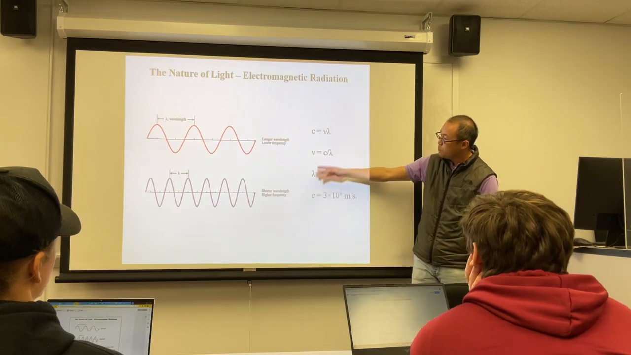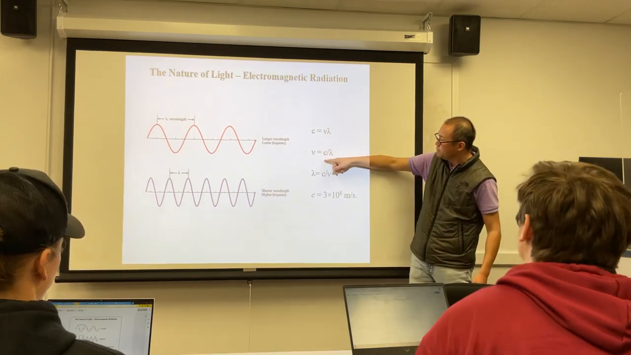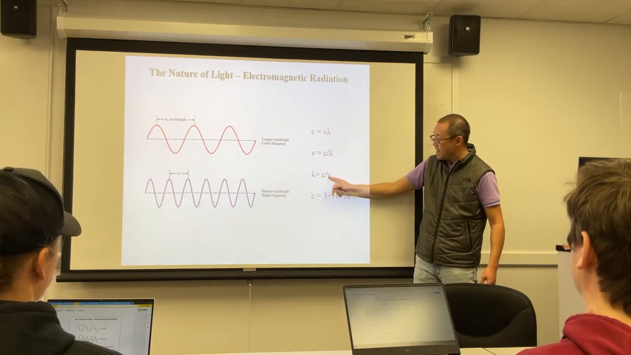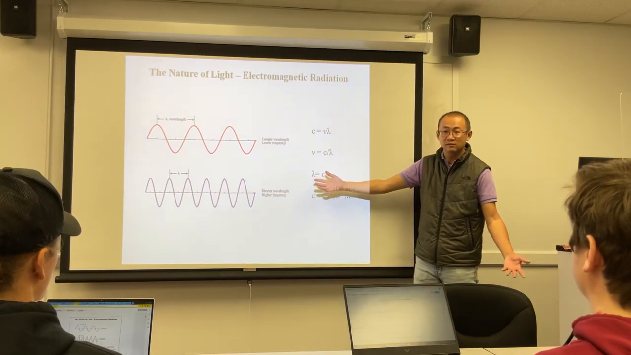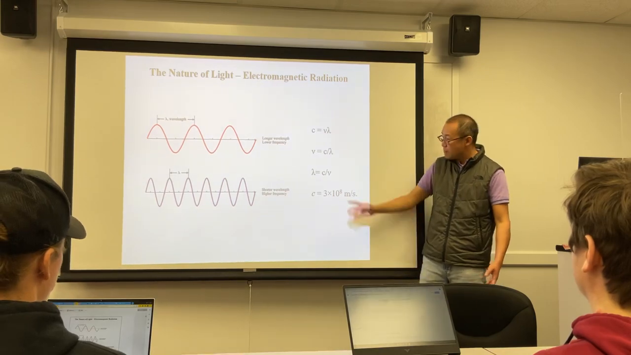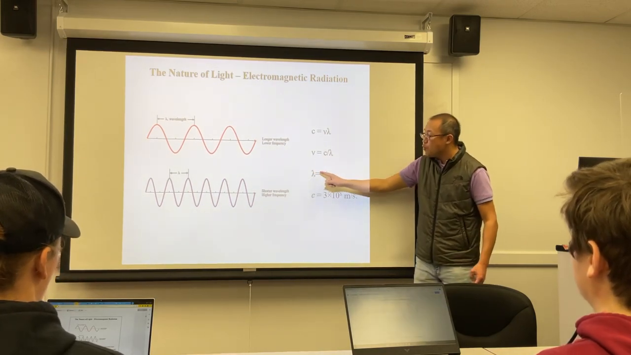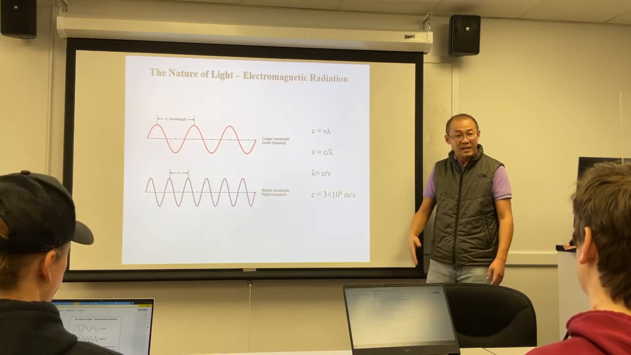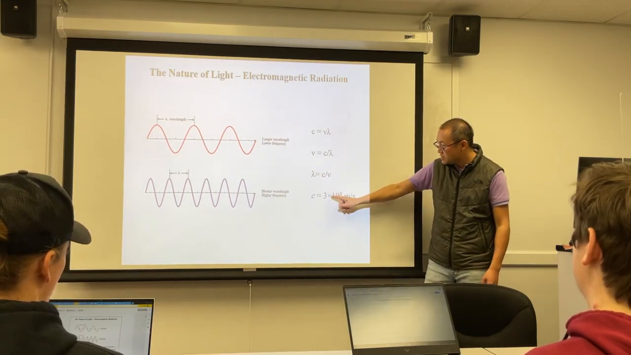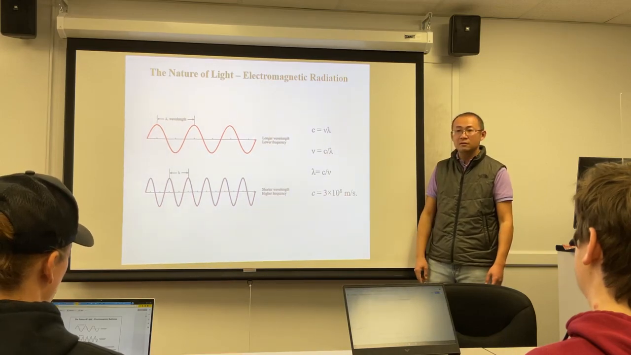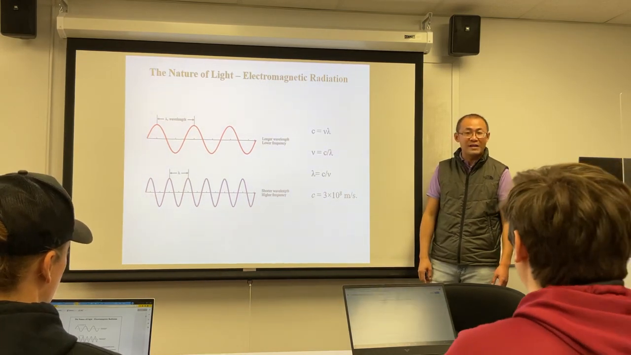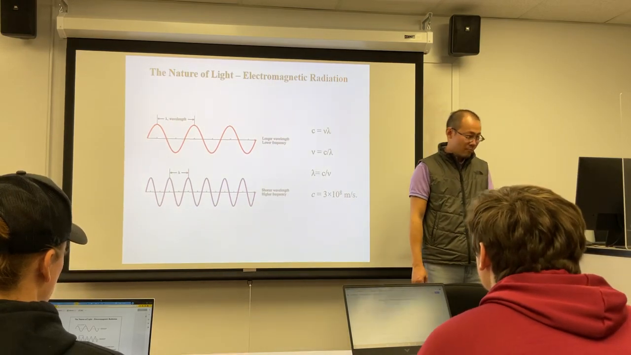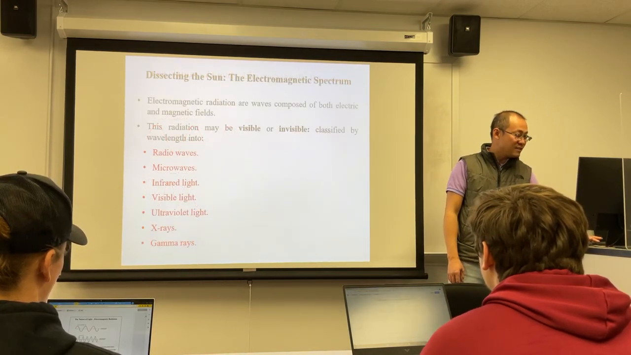And of course, these are some rearranged mathematics. You divide by lambda on both sides, you get what? You get mu, right? You divide by mu on both sides, you get what? You get lambda. So that means for mu or lambda, you know one thing, you can calculate the other. Why? Because the speed of light is the same, always 3 × 10⁸ meters per second. Okay, now we know wavelength and frequency.